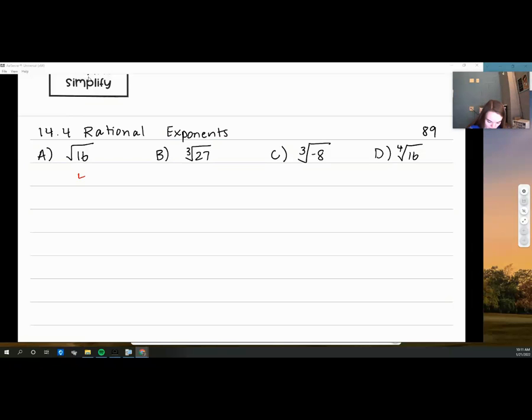All right, so you paused it. The answer to letter A is 4. The answer to letter B is 3. C is -2. And D is 2. You tried those on your own, which is why I didn't work those out. All right, let's go back to the foldable.